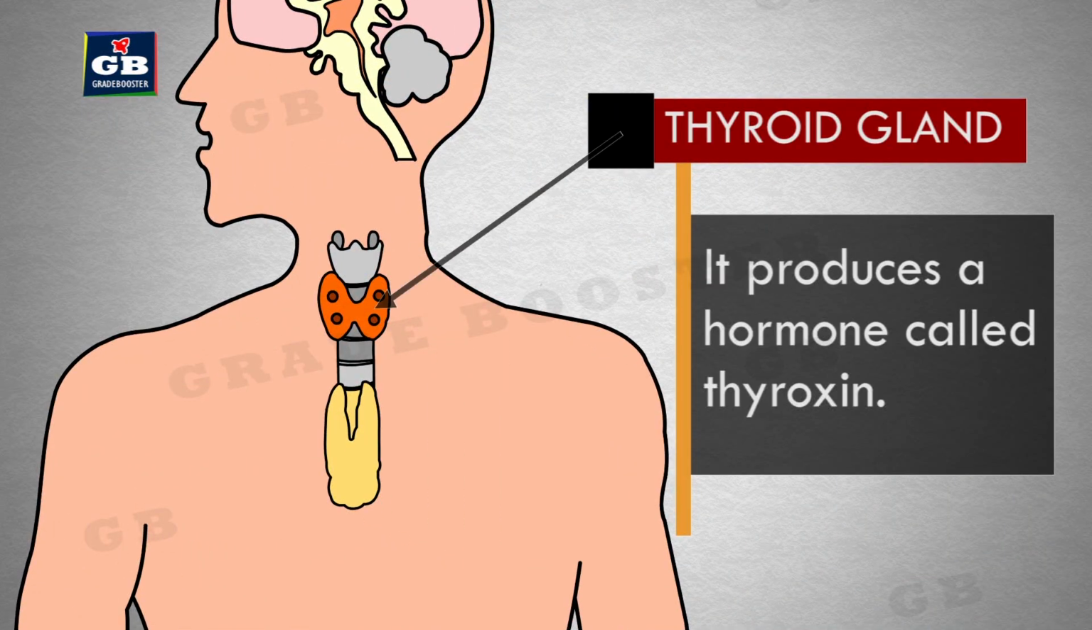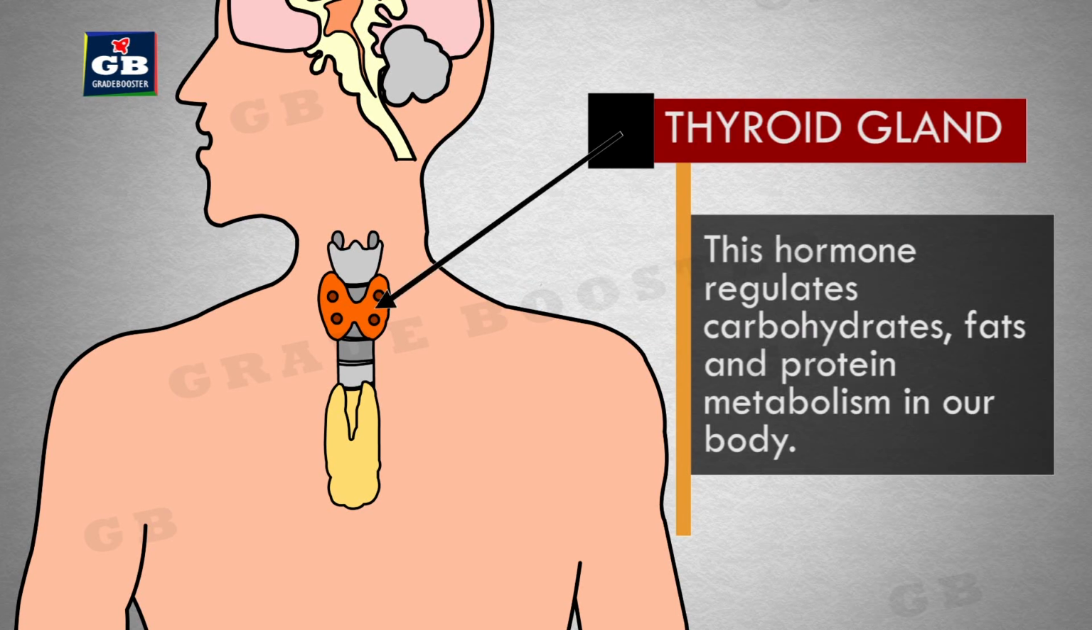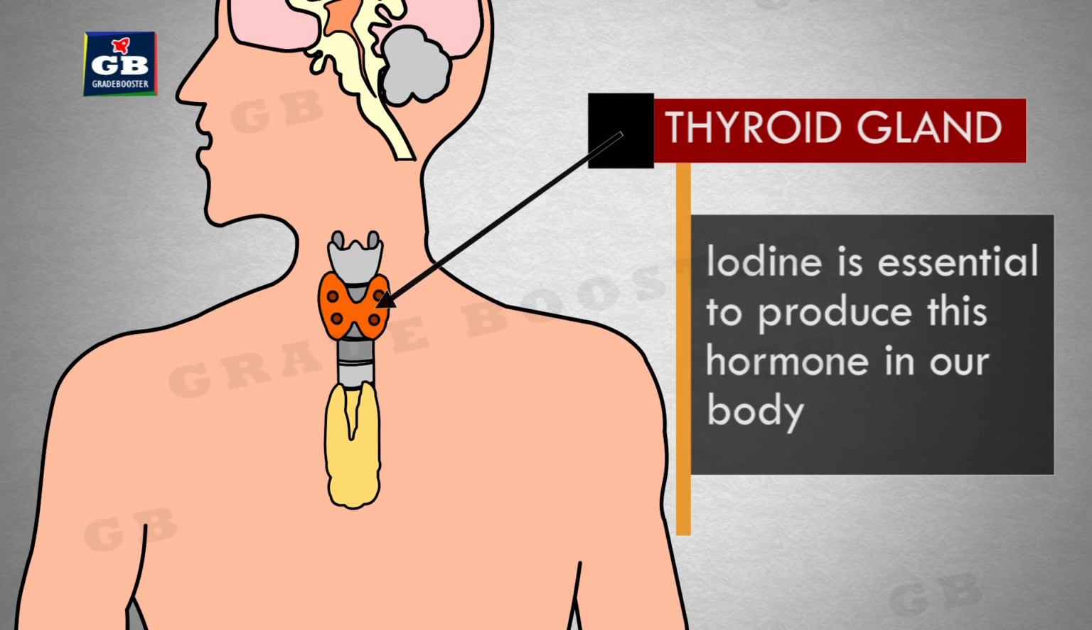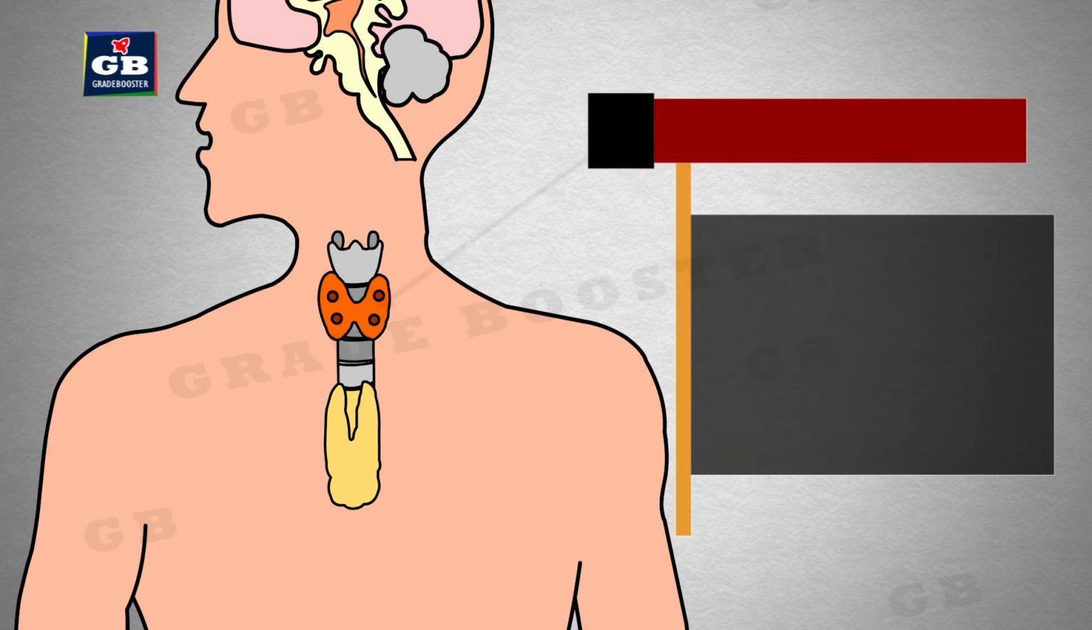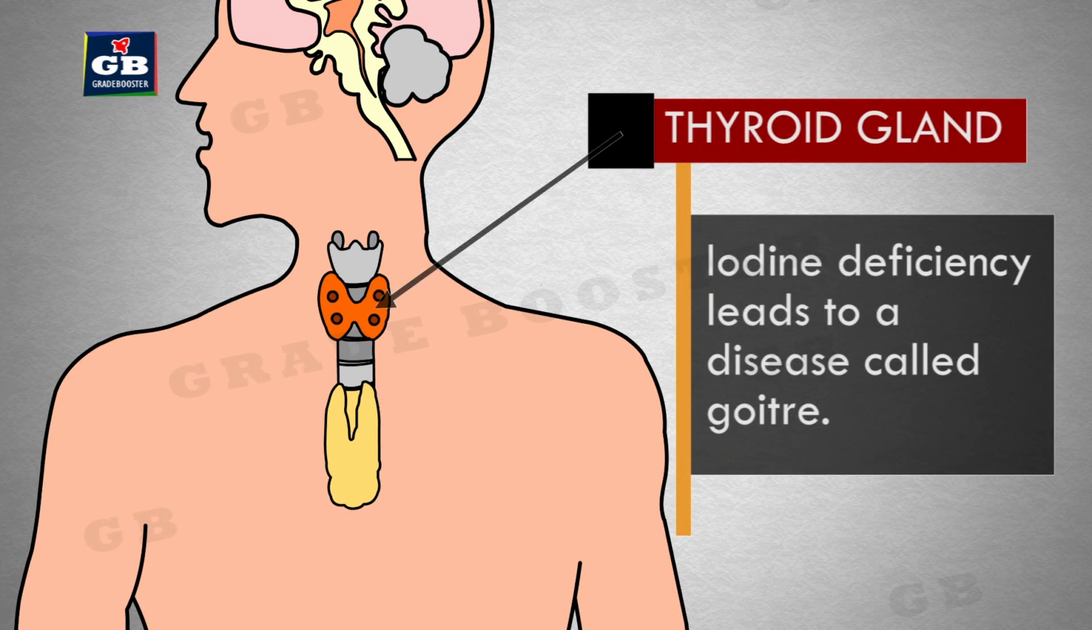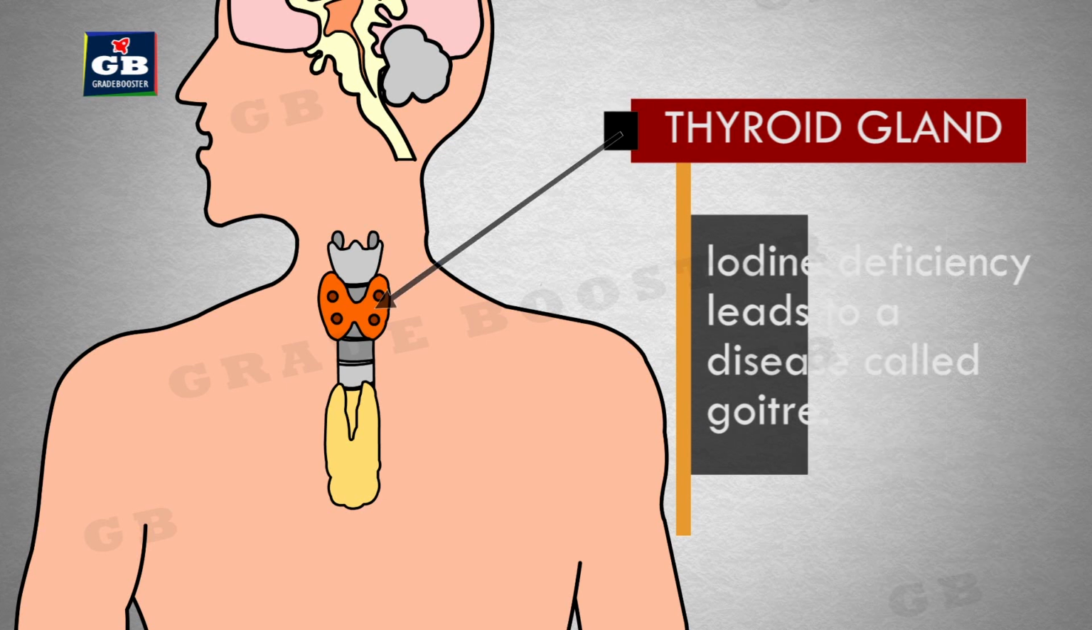This is thyroid gland. It produces a hormone called thyroxine. This hormone regulates carbohydrates, fats, and protein metabolism in our body. Iodine is essential to produce this hormone in our body. That is the reason why iodized salt is recommended in our diet. Iodine deficiency leads to a disease called goiter.